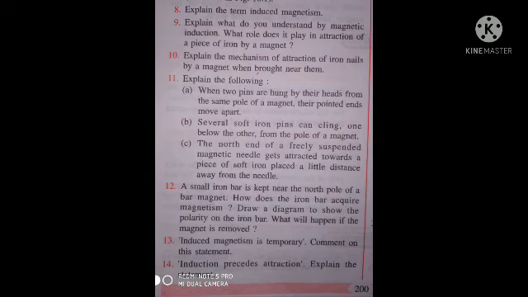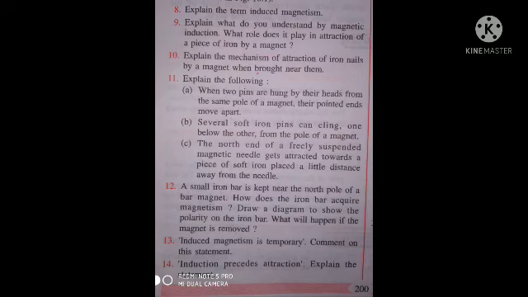Question number 11. Explain the following. When two pins are hung by their heads from the same pole of a magnet, their pointed ends move apart. Answer: when two pins are hung by their heads from the same pole of a magnet, they acquire the same polarity. Because like poles repel each other, their pointed ends move apart.